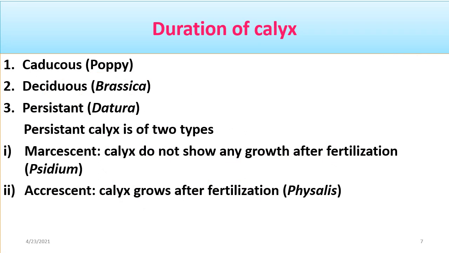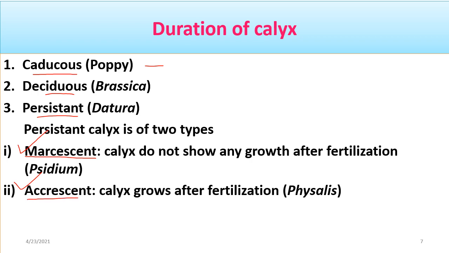The next part we learn under the calyx is duration. Caducous means this calyx falls off soon after fertilization. Deciduous type of calyx takes a little time to fall off after fertilization. Persistent means after fertilization, this calyx remains as it is. Then this persistent calyx is again of two types. First type is marcescent and second type is accrescent.